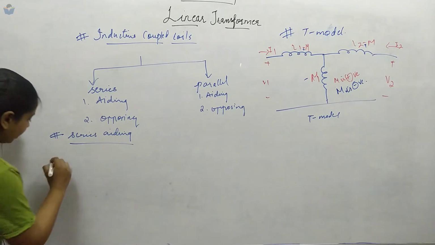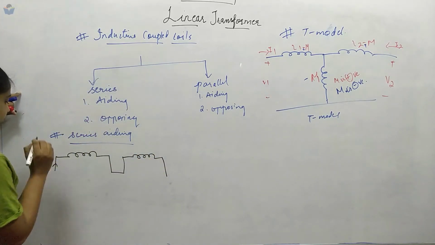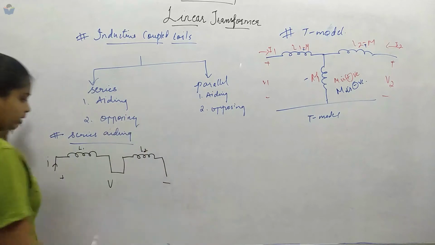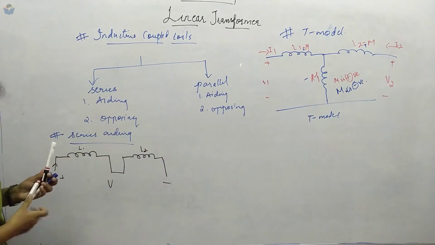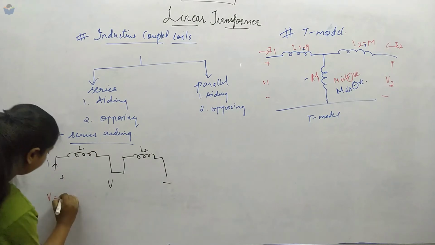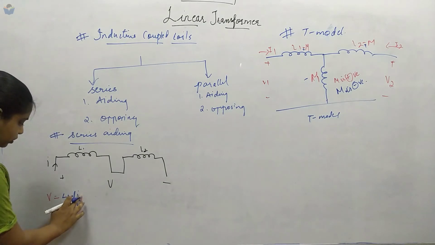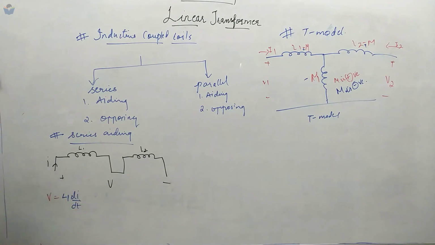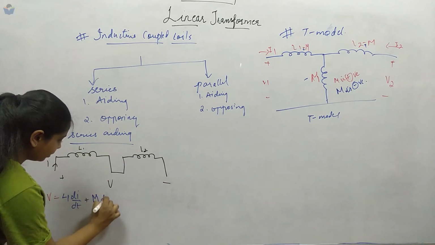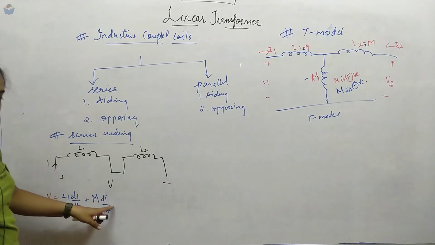That means we have the coils connected in series. When these coils are connected in series, the current entering is the same, so the total voltage drop will be V. Let this coil be L1 and this coil be L2. Next I will write the equations. V will be equal to L1 di by dt plus, because of the current in the second coil, a mutual effect M di by dt, where we just take the same current.